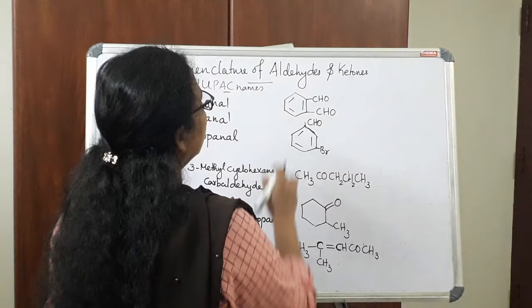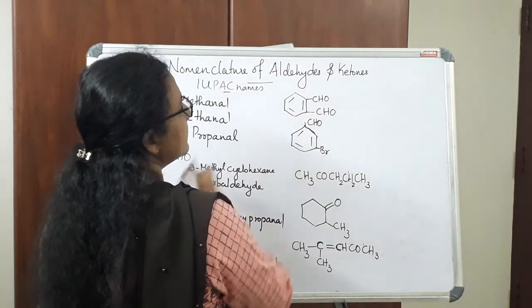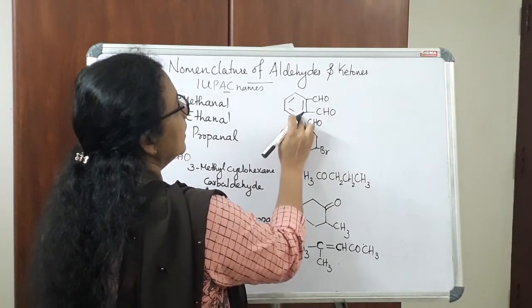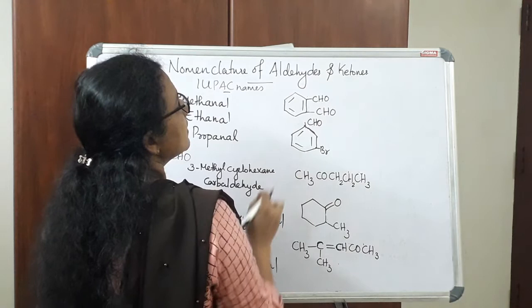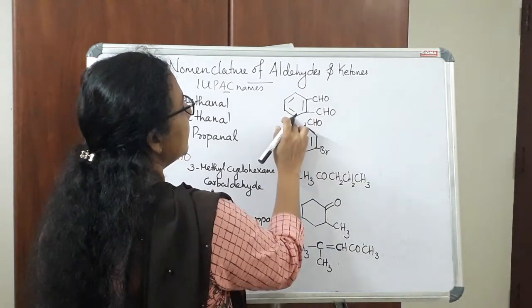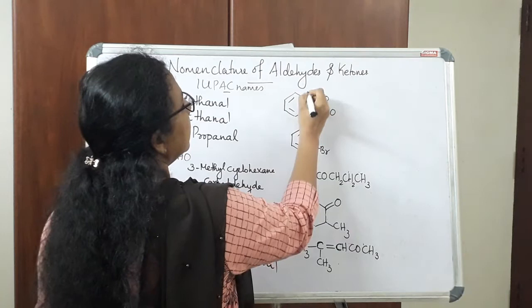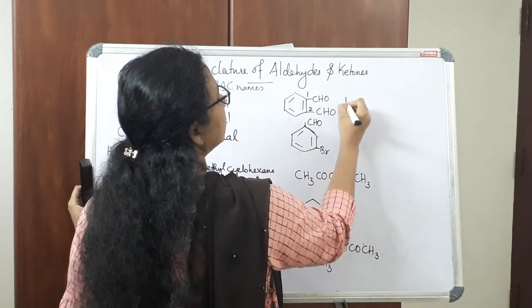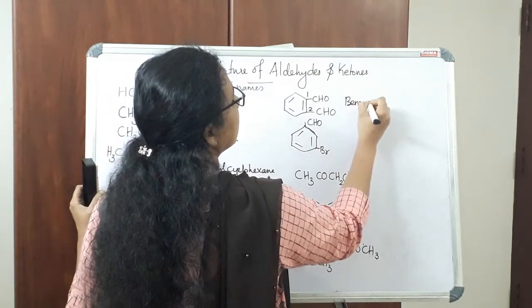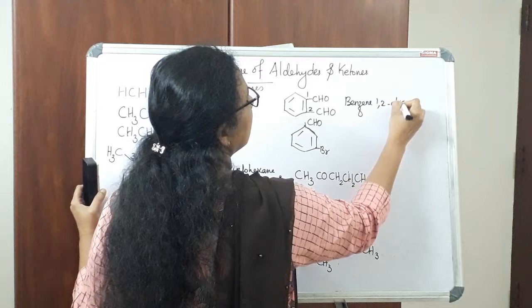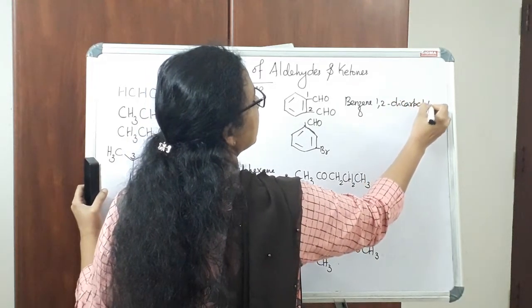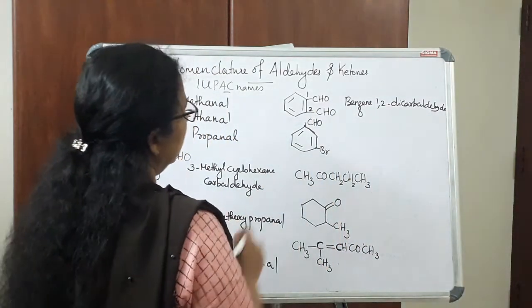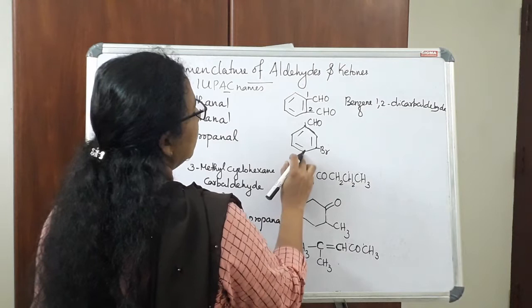Next one is again a cyclic compound, that is actually a benzene carbaldehyde. The CHO group is attached to the benzene ring or the cyclic compound, so this is a carbaldehyde actually. This is benzene carbaldehyde. But in the 1,2 positions, 2 CHO groups are there. So it will be benzene-1,2-dicarbaldehyde. So this is the IUPAC name.